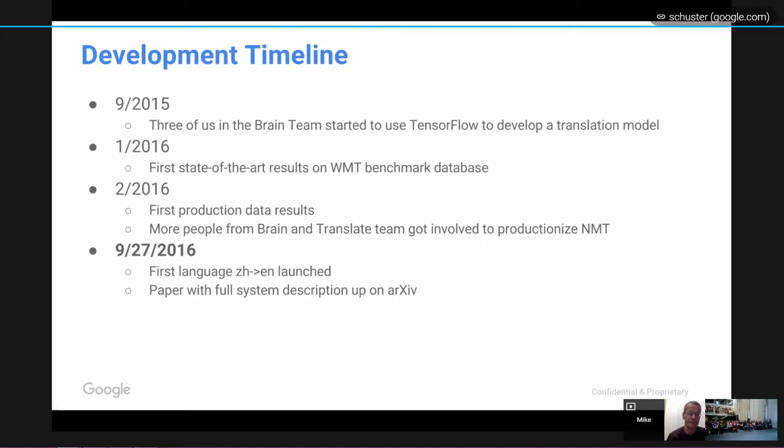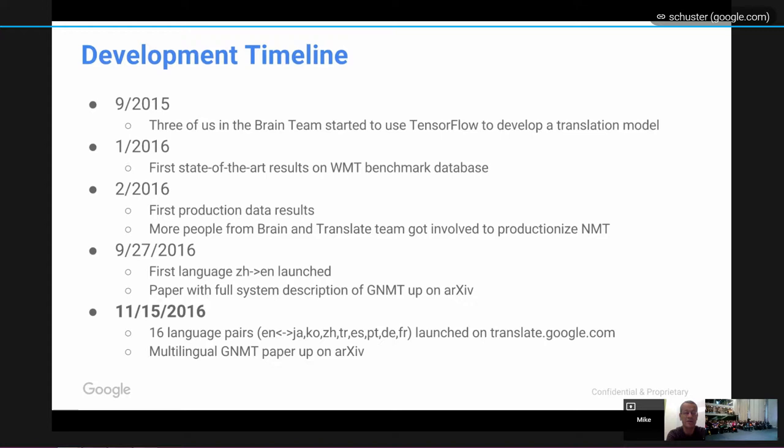So then in mid-November 2016, so just a few months ago, we had launched 16 language pairs, which is English to Japanese, Korean, Chinese, Turkish, Spanish, Portuguese, German, and French, to and from English. And they were all launched on translate.google.com. And at the same time, we also put out a multilingual paper, which describes our multilingual approach. So this is just a short summary of the development timeline. By the way, this was very fast for Google standards, and usually these things take much, much longer because there are so many people involved. But we were lucky that we got this done quite quickly.